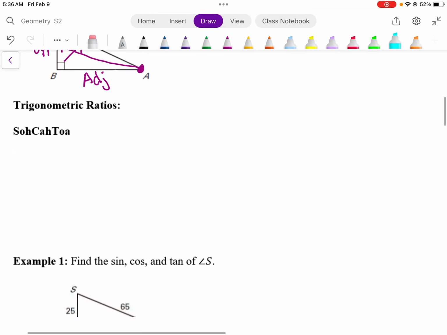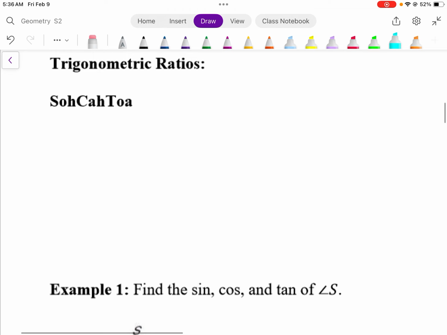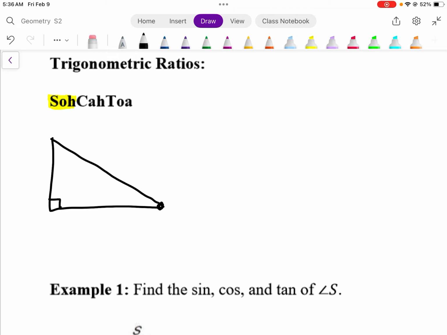All right, so now let's go over the trig ratios. And for the trig ratios, a phrase that we are going to use to help us remember how to set them up is called SOHCAHTOA. Let's look at the first one. When you have a triangle, and if we use this as our reference point in the bottom corner, let's call it point A, we would have our hypotenuse over here, our opposite, and then our adjacent.